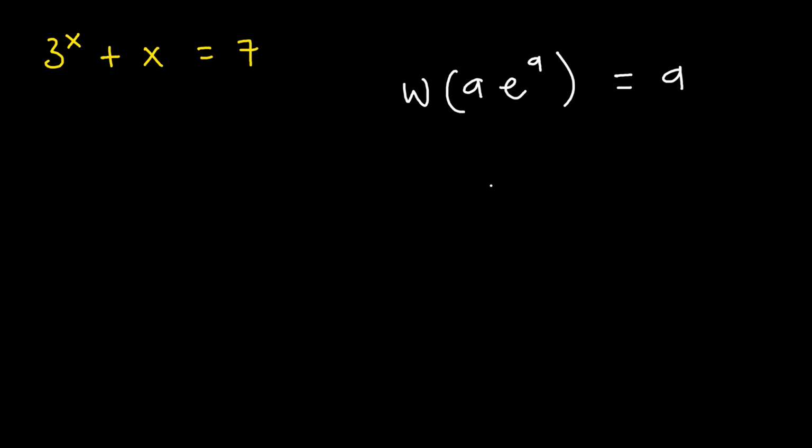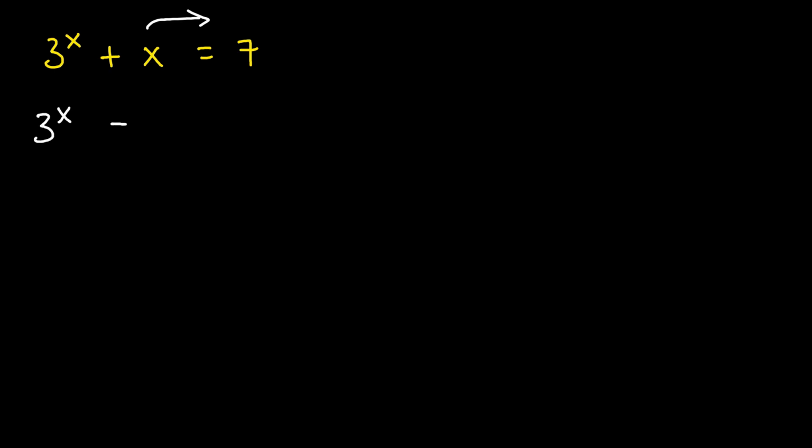For example, if you have 3 times e to the power of 3, if you apply the Lambert W function, this will be equal to 3. Now let's see how we can use this to solve our equation. If we take x to the right hand side, we shall have 3 to the power of x equaling negative x plus 7. And at this point, we can divide both sides by 3 to the power of x.